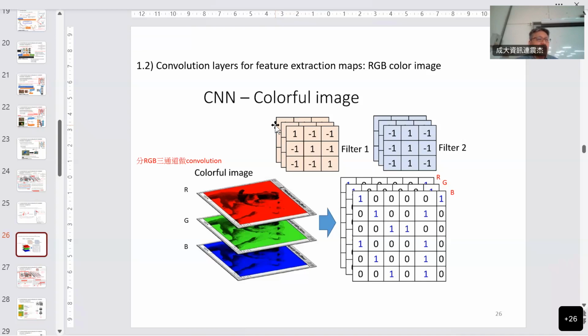But 3D filters, for example, if this is 3D with 3 channels, the filter size will be 3 by 3 by 3, that's 3D, and times the total number of channels.